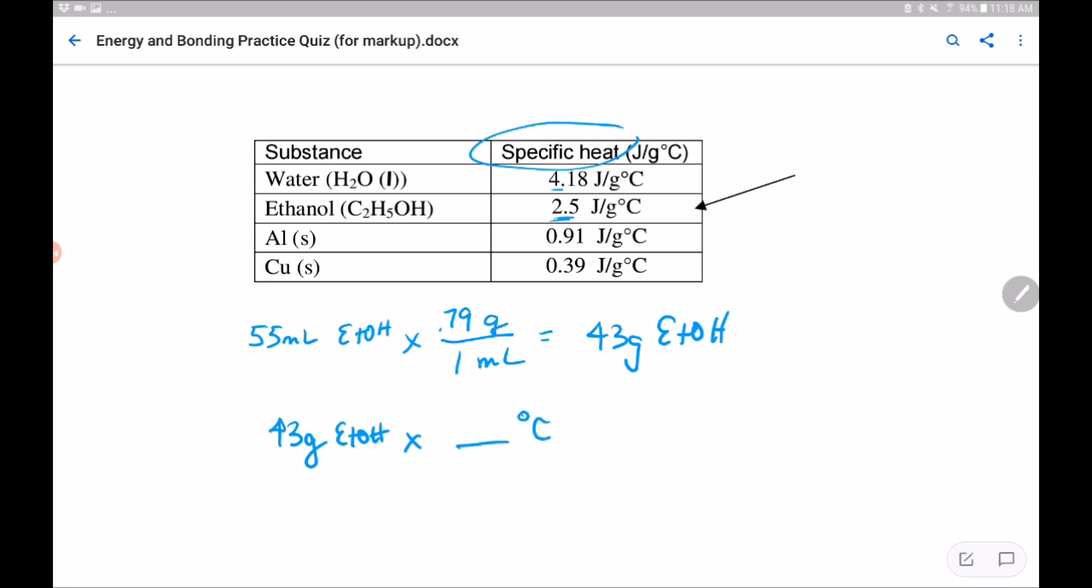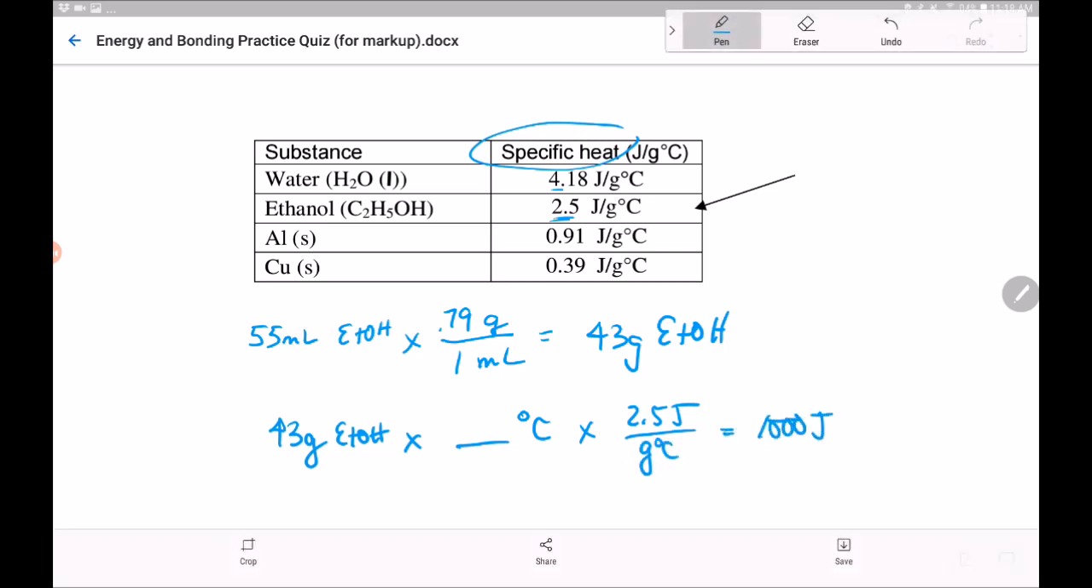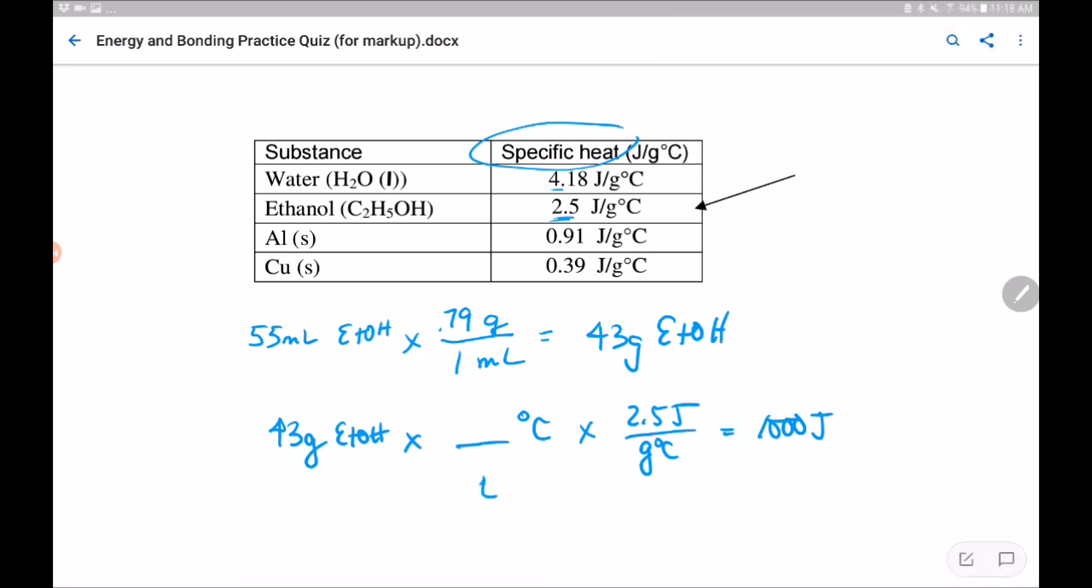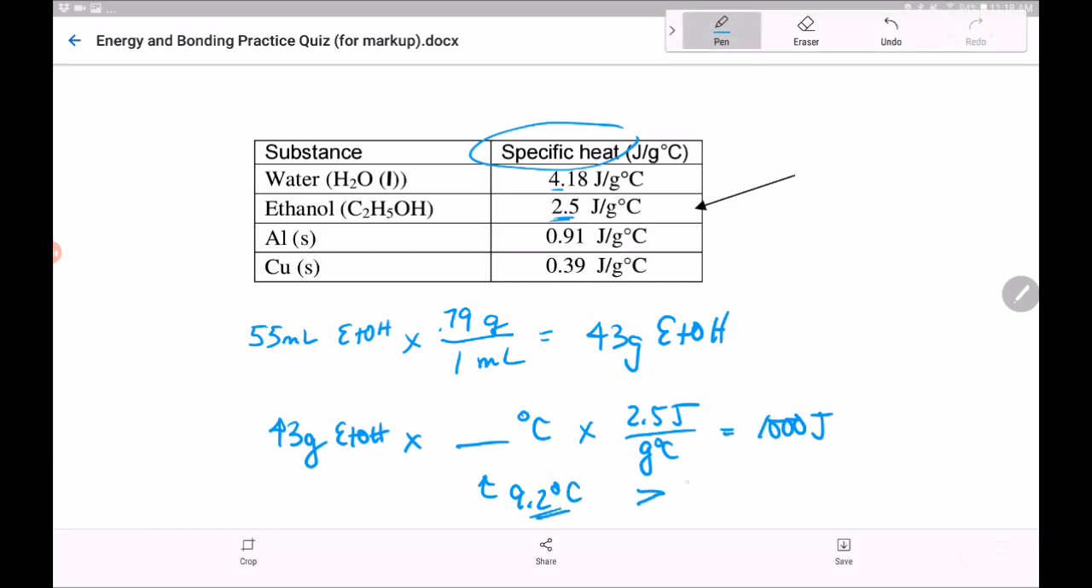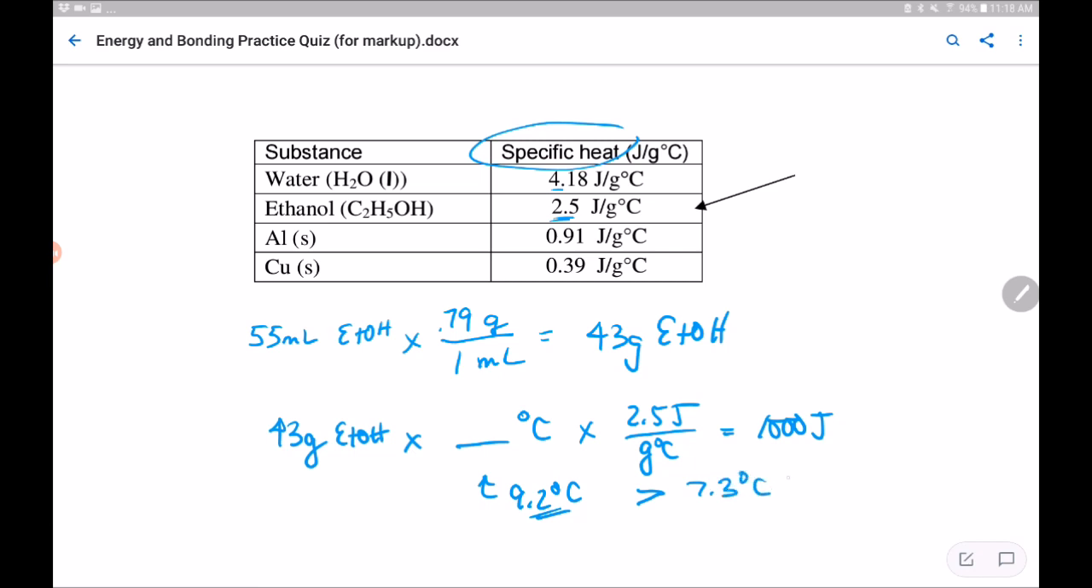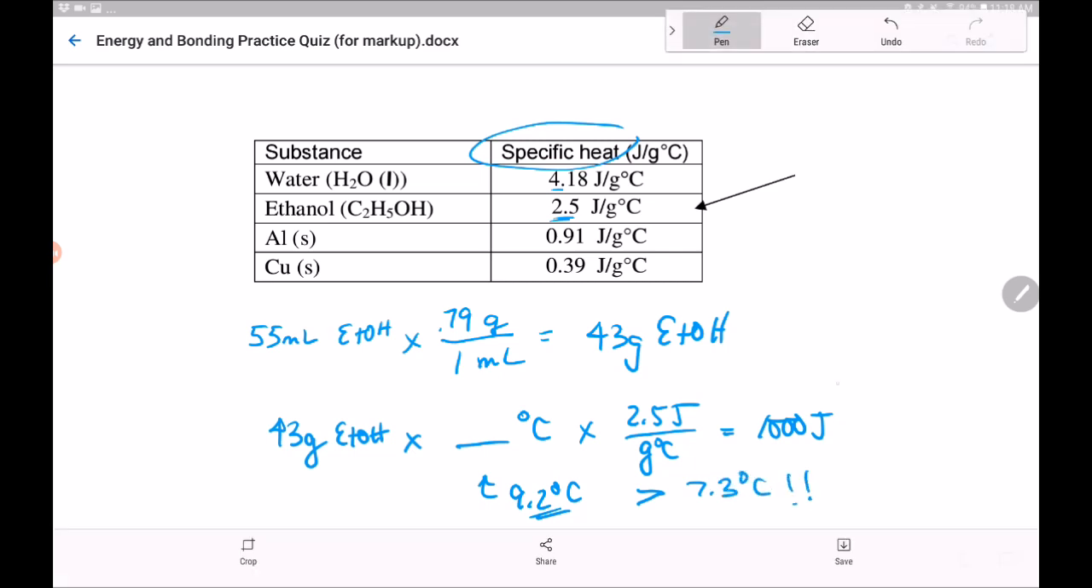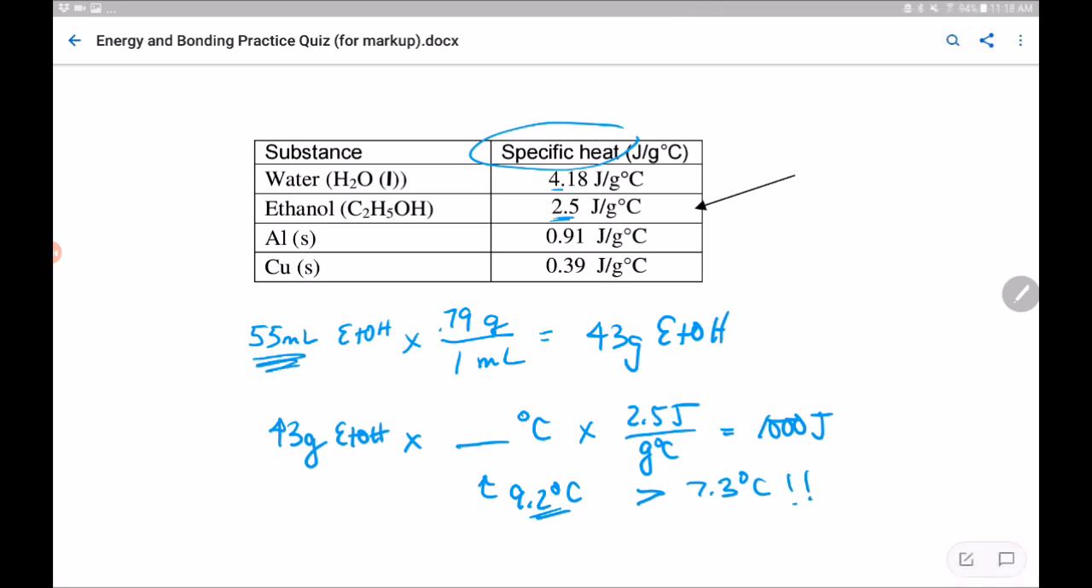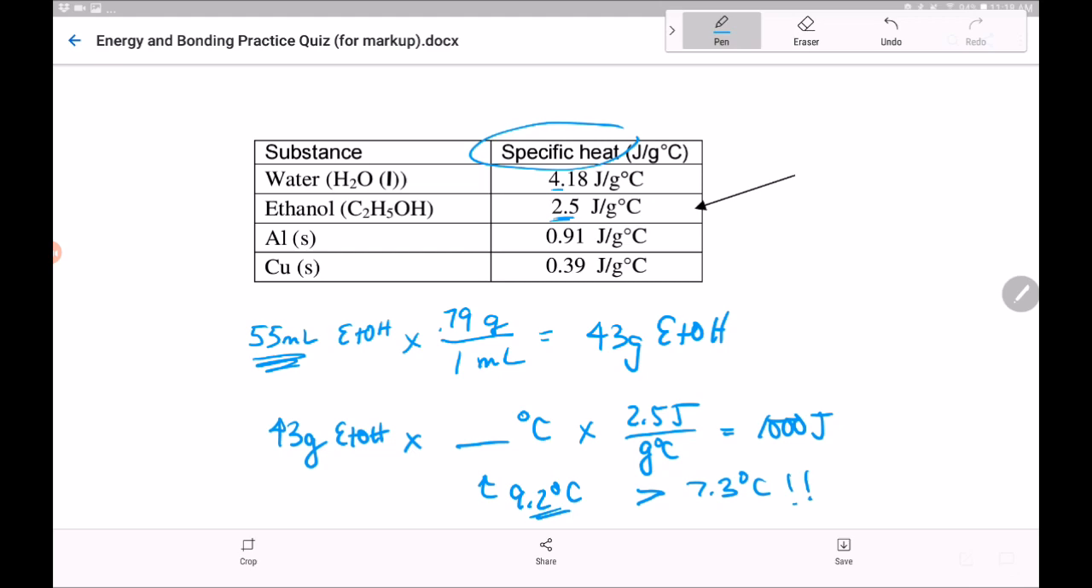We're looking for how many degrees C does it rise. Now it's 2.5 joules per gram degree C, and we have 1,000 joules. So this is a little bit more complicated math, but let's do it. So I have 108, 109 on the left. So it's 1,000 divided by 109. I have a temperature rise here of 9.2 degrees C, which is greater than the 7.3 degrees C rise we saw earlier. And so if it's ethanol, then the 1,000 joules will heat up 55 mils of ethanol to a hotter temperature than 33 milliliters of water.